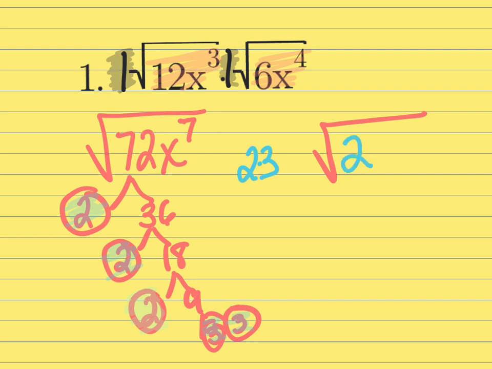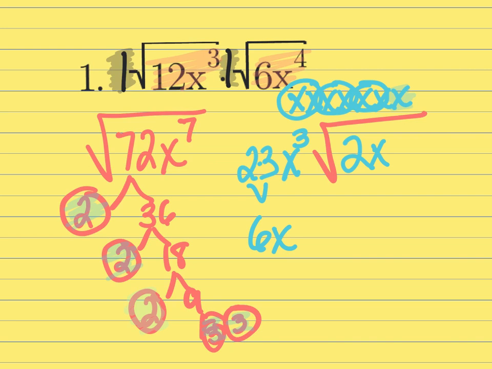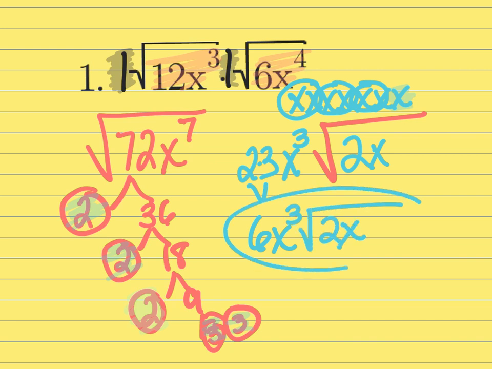Okay. Now the next thing I have is I have 7 x's. I like to circle them and pair them up. So I have 3 pairs, which would give me x to the third, and then that x over here that did not have a pair stays inside my square root. Okay. Now for my answer, I need to multiply what I can. So I have 2 times 3 is 6, x to the third, square root of 2x, and that is my answer.